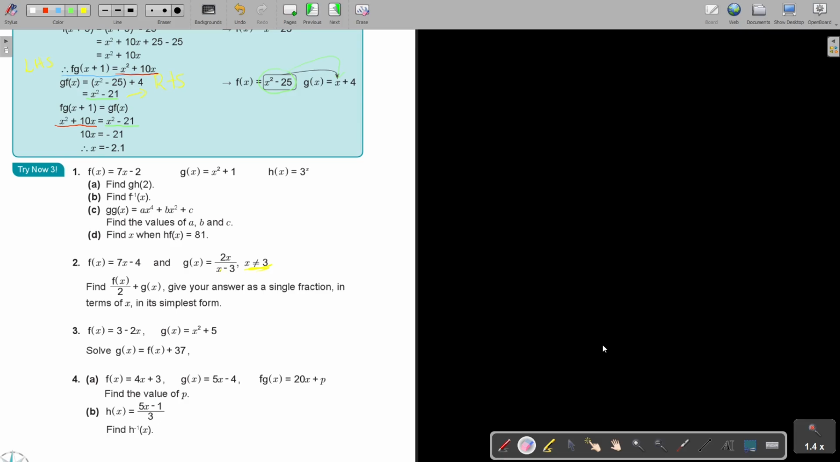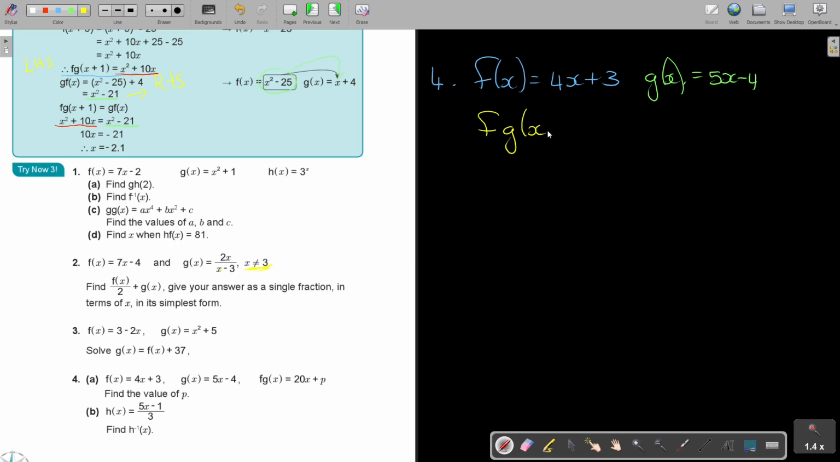Okay, so if I'm looking at number 4, let's start with 4. I'm going to say f(x). Usually they start with f, the first function, and then g. Okay, it's not to say, but usually. And then g(x) is going to be 5x minus 4. Okay, and then they give you a statement, and I'm going to write it underneath. So f(g(x)) is equal to 20x plus p. Okay, that's the statement. Now, find the value of p.